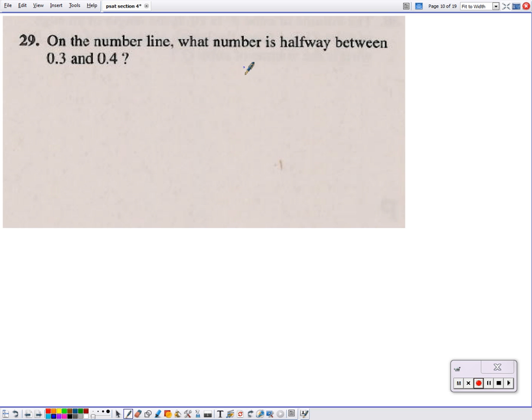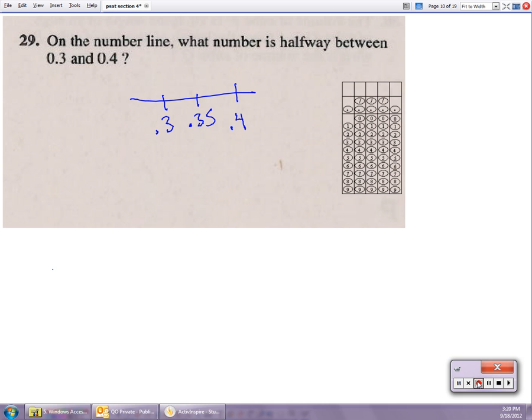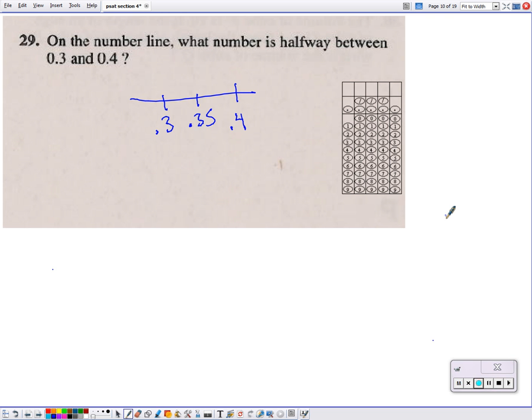I love this question. Super fun. On the number line, what number is halfway between? Well, here's 0.3. Here is 0.4. Halfway in the middle is going to be 0.35. This is a gridding question, so let me get some grids. Okay. Now that I have my grid, I can grid the number 0.35.